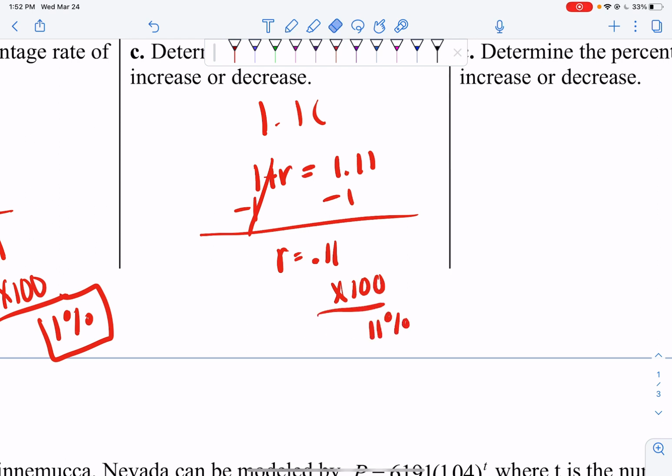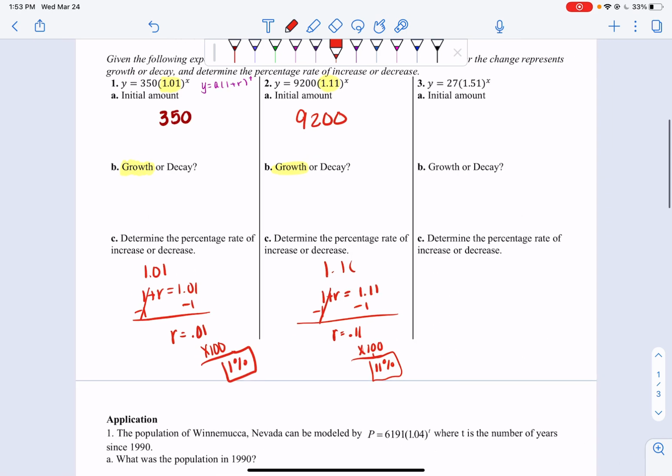Well, not r equals 11%. I get a percentage of 11%. And that's my final answer. So this is an 11% growth. So this is actually growing, and I mean, it's not fast, but it's growing much better than 1%.